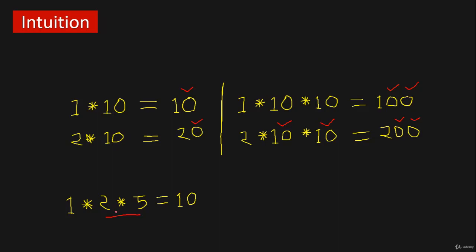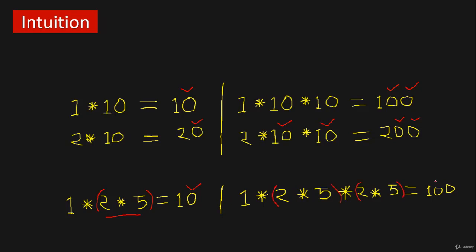So, to count the number of trailing zeros, we need to figure out how many times we multiply 2 by 5. Here we see we multiply 2 by 5 once, so we have one trailing zero. And here, how many times do we multiply 2 by 5? Twice. So here we have 2 trailing zeros.